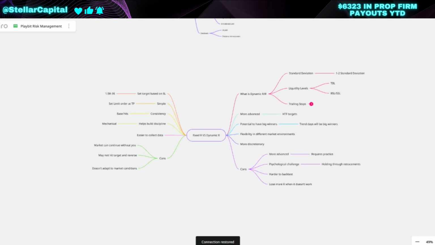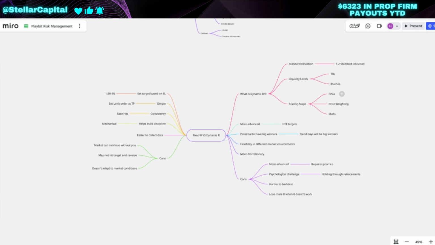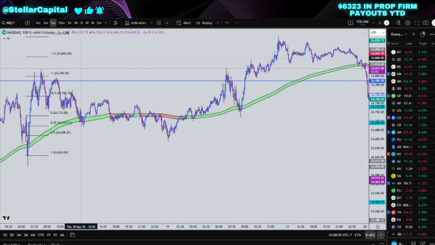So fixed risk reward versus dynamic risk reward. Your dynamic risk to reward is going to be looking for liquidity levels, standard deviations, and trailing stops, while usually using fair value gaps. You can use fair value gaps, you can use price weighting, and then you can also use EMAs. Usually, a 10 EMA on a 5-minute chart is really, really good for trailing stop loss in a trending environment. I can show you right here.